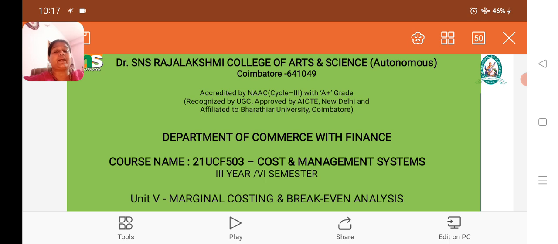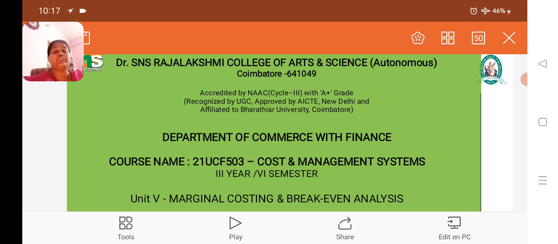Fixed cost remains constant regardless of the level of production. That is, examples of fixed cost are rent and salaries. Variable cost changes with the level of production. That is, examples of variable cost are raw materials and direct labor.